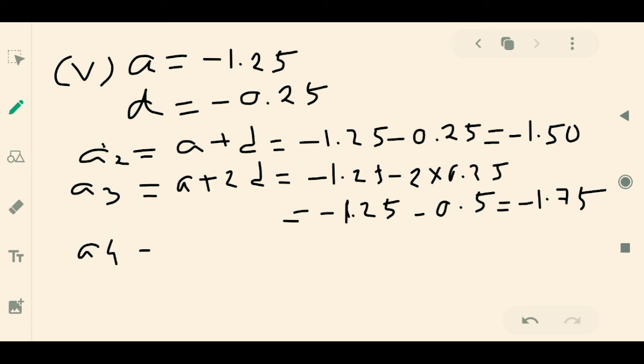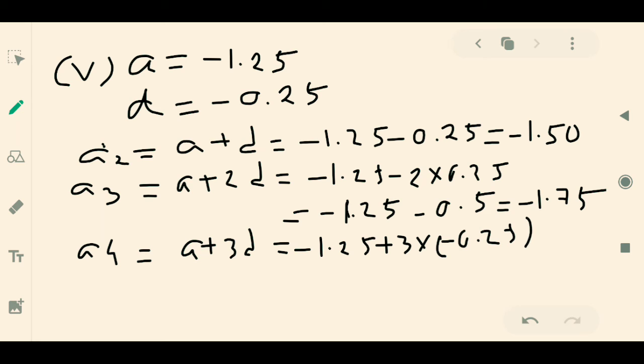And A4 will be A plus 3D. So A is minus 1.25 plus 3 into minus 0.25. Multiplying, minus 1.25 remains the same, and 3 times 25 is 75, so minus 0.75 will be there, and when you add this you will get minus 2. So these are the four terms. So like before, you can write the finishing line.